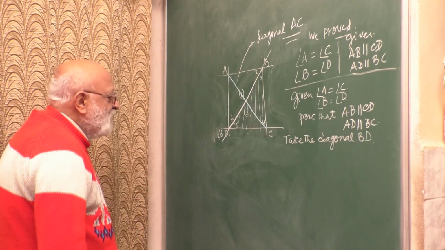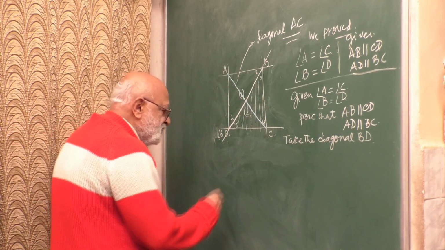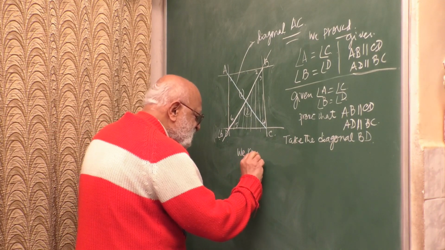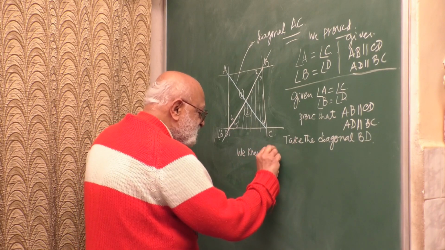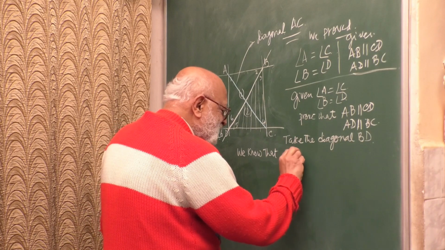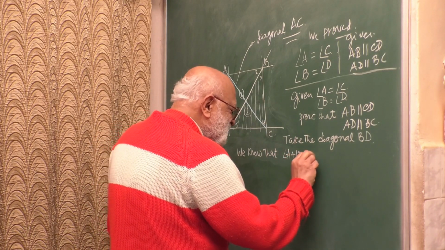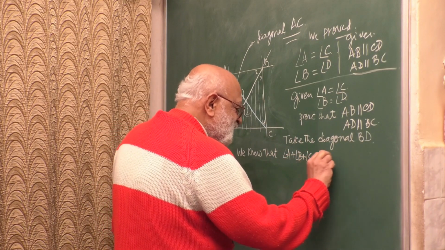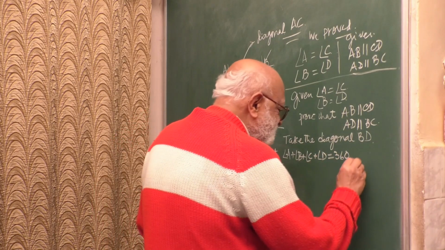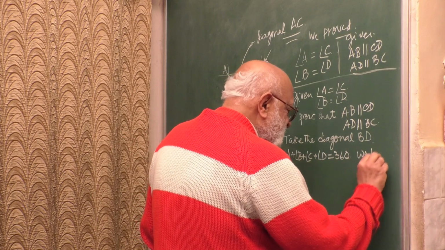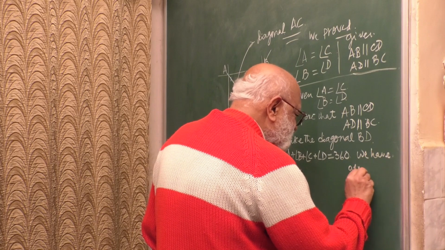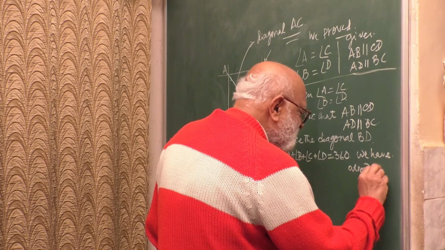Okay. Now what we will do, we already know that angle A plus angle B plus angle C plus angle D is equal to 360. We had already proven this.